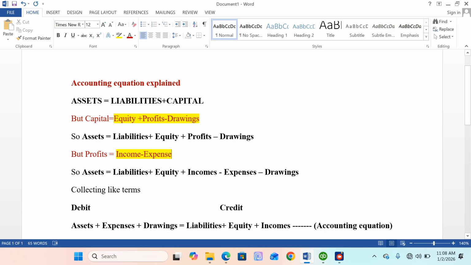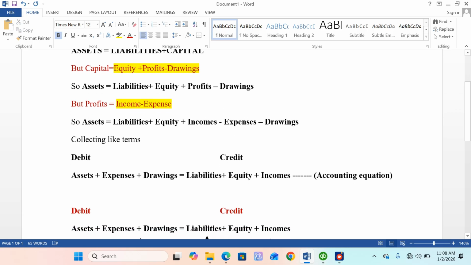Those who did mathematics know that once you find such an equation, you collect like terms. When you collect like terms, you pick the ones which have negatives and bring them to this side. So we shall have something like this: assets plus expenses plus drawings is equal to liabilities plus equity plus incomes. So this becomes the accounting equation. This is the accounting equation.